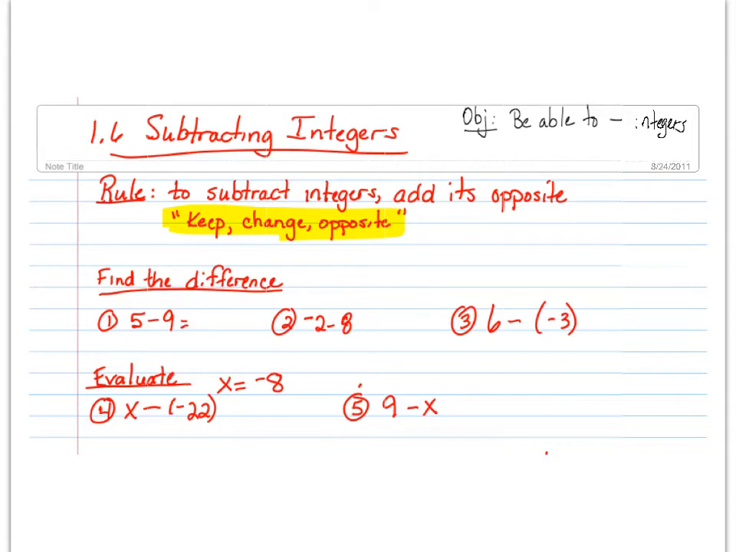We are doing lesson 1.6, which is on subtracting integers. Today by the end of the lesson, you should be able to subtract integers by using the additive inverse. What we learned the other day is that if you have -3, the opposite of that would be 3, and they're called additive inverses.